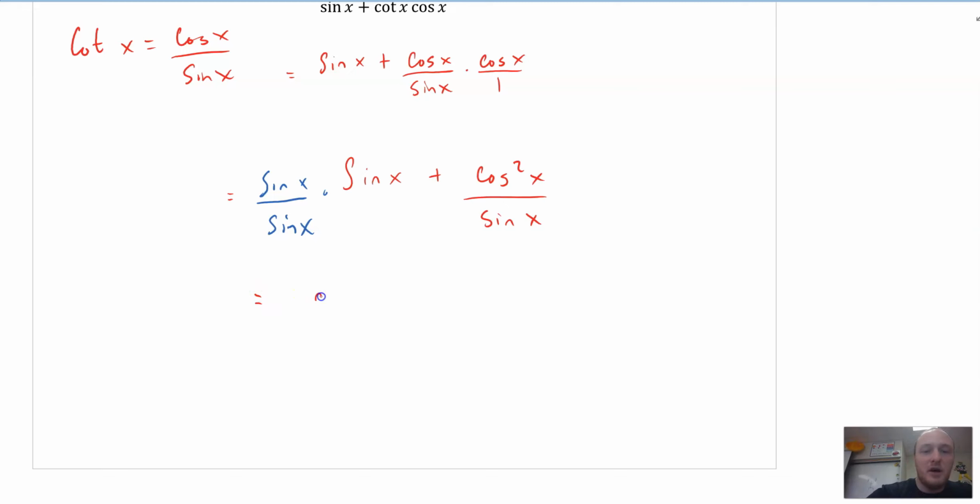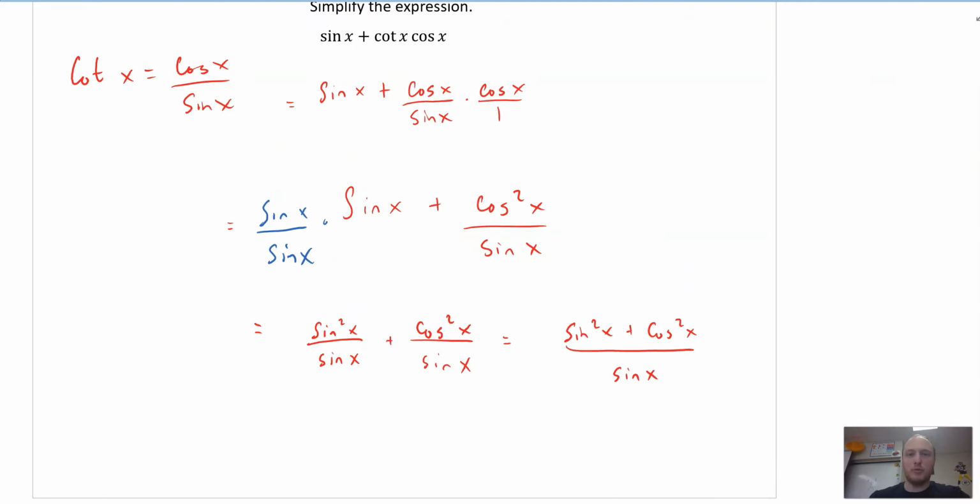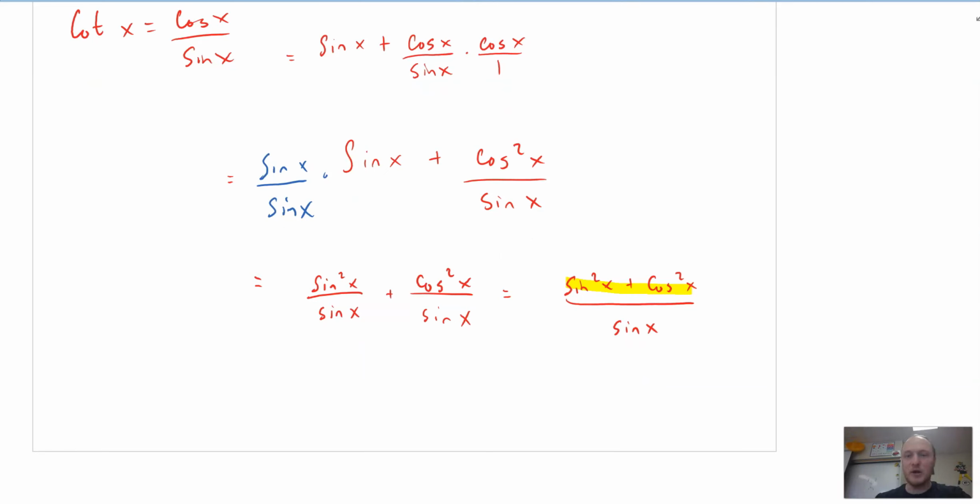But watch what happens. When I change the structure by doing this, I get sine squared of x over sine of x plus cosine squared of x over sine of x. Now I have a common denominator, so I can go ahead and add these. I get sine squared of x plus cosine squared x all over sine x. I hope you see right away at the top, that's our Pythagorean identity. Sine squared plus cosine squared is equal to 1. So this is 1 over sine of x, which is cosecant x.